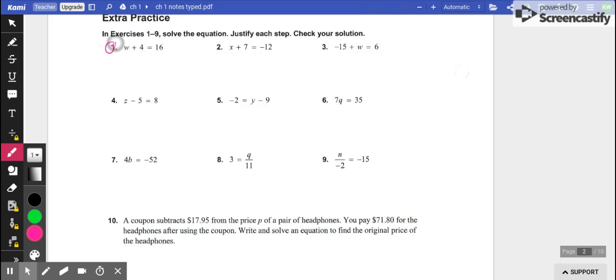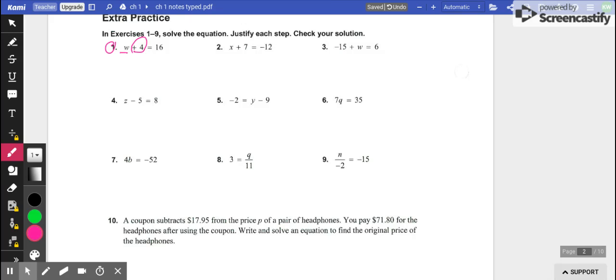So if we look at number 1, I have w plus 4 is equal to 16. I want to get w by itself. So the first thing I'm going to do is ask myself, what is keeping w from being by itself? Well, that's this plus 4 right here. If I can get rid of that plus 4, then I'm able to get w by itself and I'm able to solve it. So I have to decide how to get rid of adding a 4.